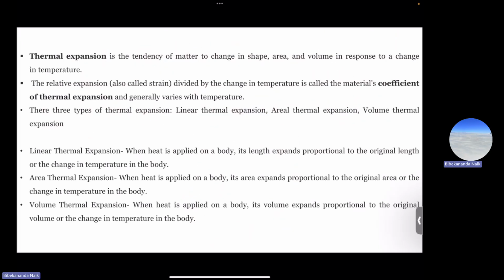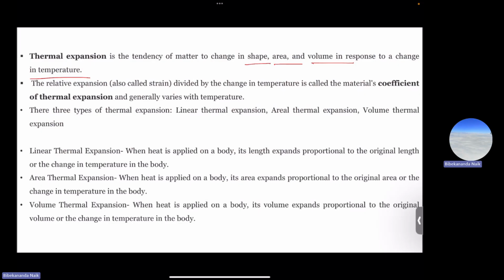So now, before solving problems related to the coefficient of thermal expansion, let's discuss a few things about thermal expansion. So what is thermal expansion? Thermal expansion is the tendency of a matter to change its shape, area and volume in response to a change in temperature. Because we have thermal conductivity, as a part of that effect, when the temperature is changed, there is a tendency of the matter to change its shape, area and volume.